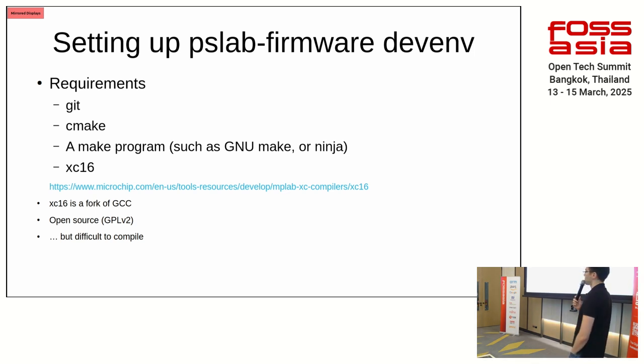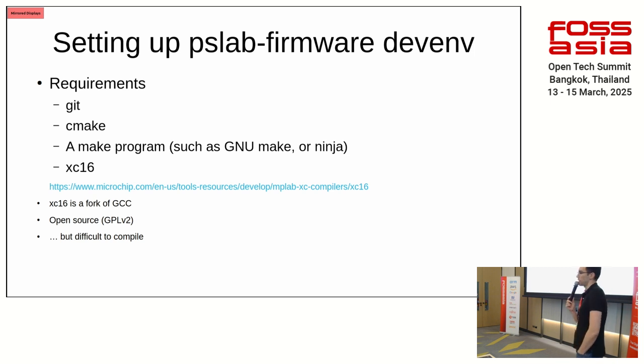You will need a make program, such as GNU Make. If you're using Linux, you probably already have GNU Make, or you can install it easily. If you're using Windows or Mac OS, it might be easier for you to use something else like Ninja instead. But some kind of make program is required to be able to build it. And then you need the compiler.